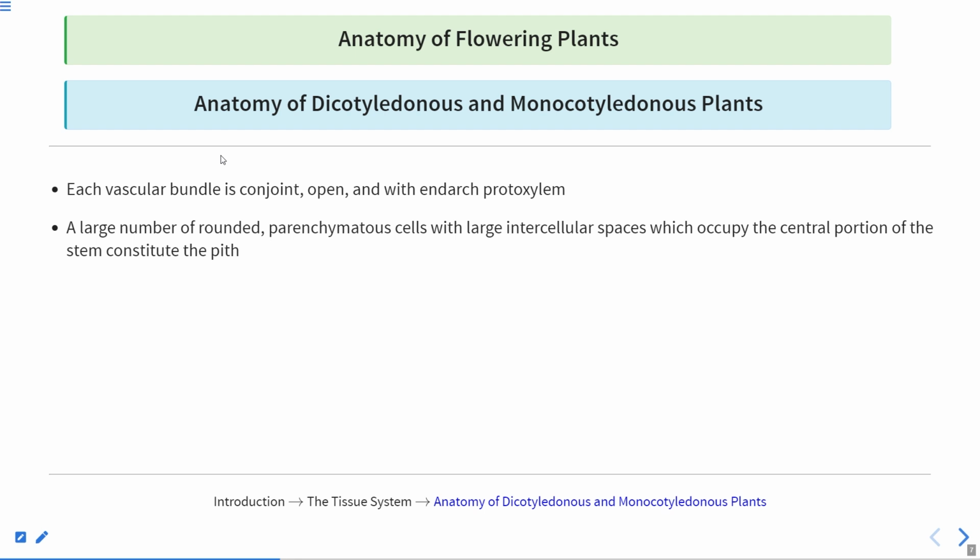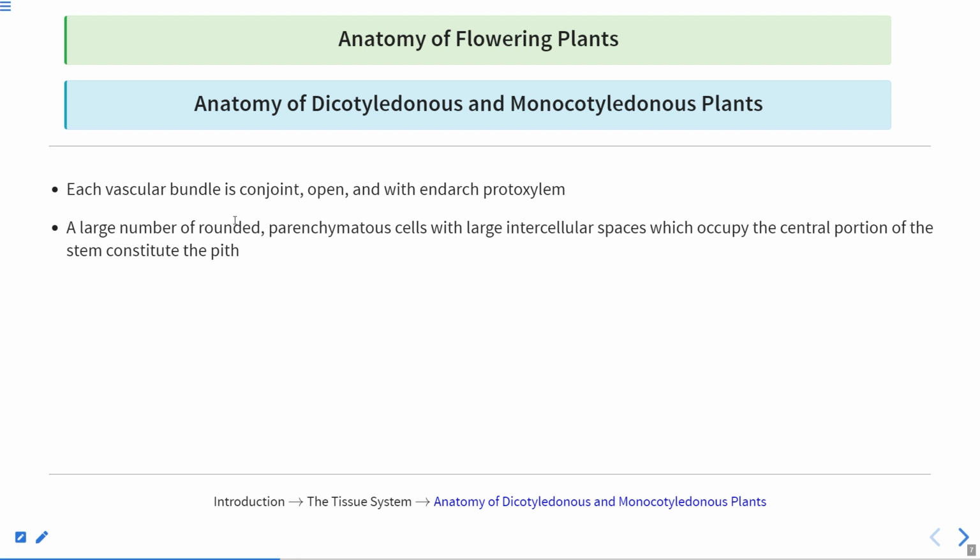So this type of vascular bundle is called an open type of vascular bundle, right? This is a very unique feature of the dicotyledonous stem. We will see that in the case of monocotyledonous stems, there is a huge difference between the dicot and monocot on the basis of the vascular bundle only, right? The large number of rounded parenchymatous cells with large intercellular spaces which occupy the central portion of the stem constitute the pith. So there is a big pith present in the dicotyledonous stem.